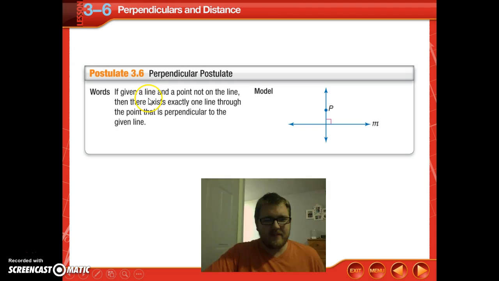So this postulate: given a line and a point not on the line, there exists exactly one line through the point that is perpendicular to the line. So if we have line M here and point P, there's exactly one line, no more, no less, that is perpendicular to M and goes through P.